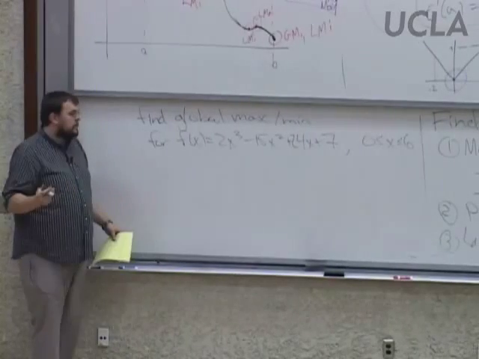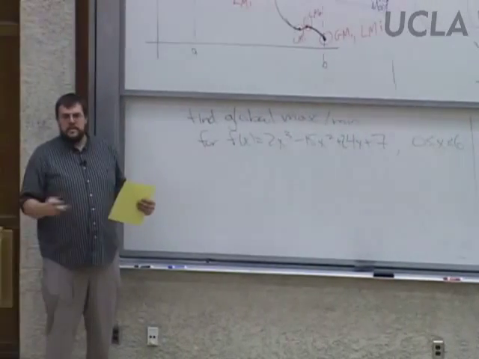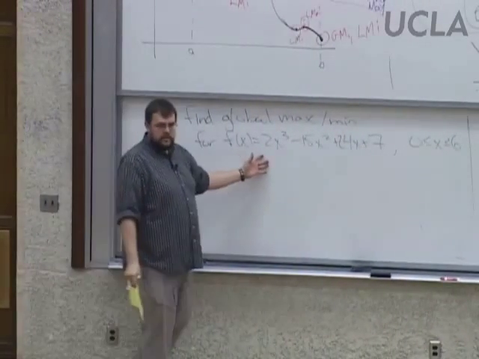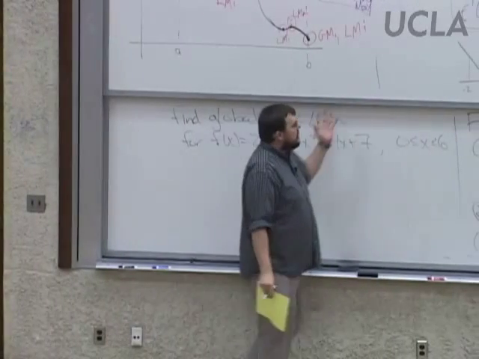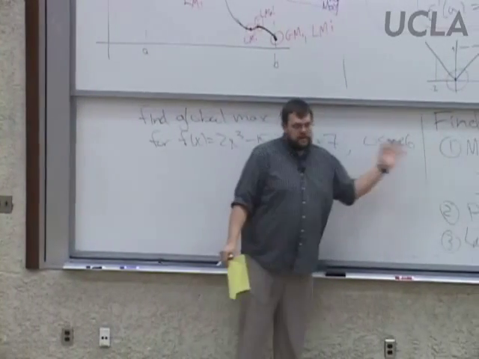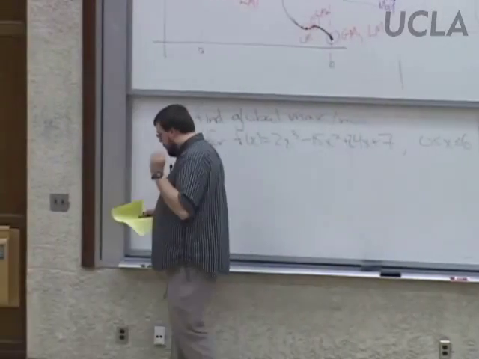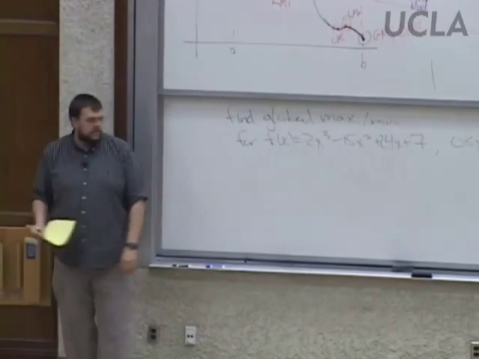So we know right away that we're going to have a global max or min, because this is a nice function. It's a continuous function. Polynomials are always continuous. And we have an interval where we have the endpoints. So we have a closed interval. So automatically we know there will be an answer.